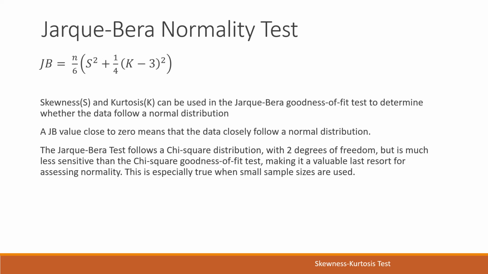So the Jarque-Bera test follows the chi-squared distribution with 2 degrees of freedom, but it's a lot less sensitive than the chi-square goodness of fit, which makes it great for a last resort, especially when small sample sizes are used, because with small sample sizes you're generally not going to have a normal distribution. Like we talked about with the central limit theorem, not only does that mean that as you take more samples you should get a more normal distribution, but it also kind of means the opposite. With fewer samples you'll get less of a normal distribution, which makes sense.